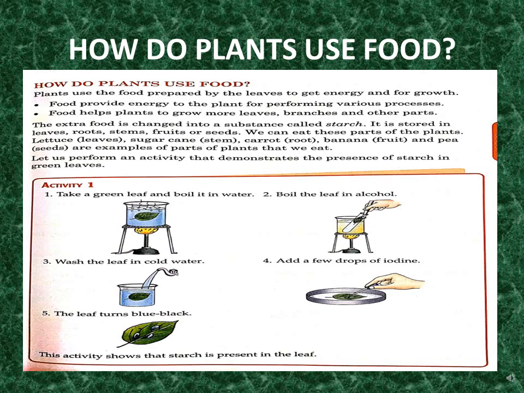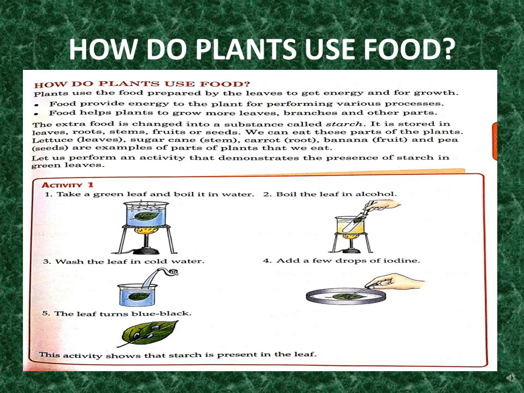Thereafter, we will add a few drops of iodine to the leaf. What will happen? The leaf will turn blue-black. So whenever we add iodine to the leaf, it turns a blue-black color. And what is it proving? It is proving that starch is present in the leaf.